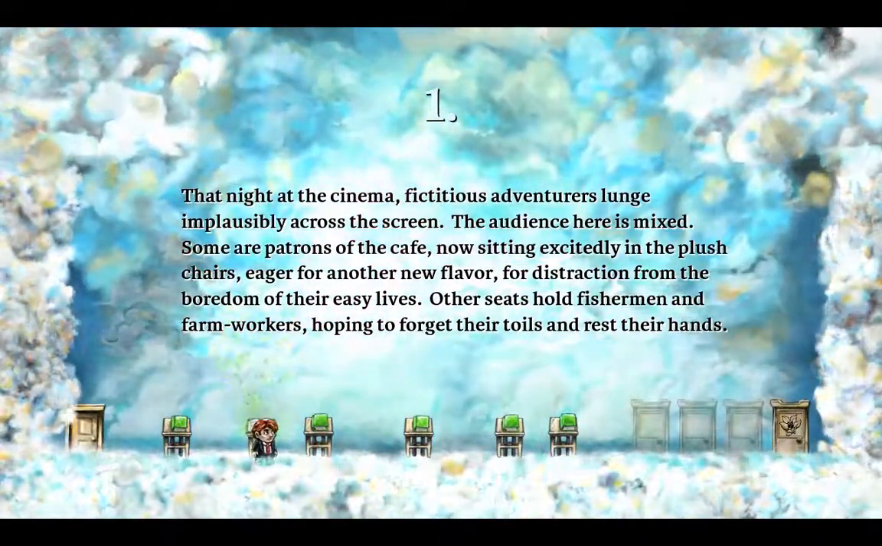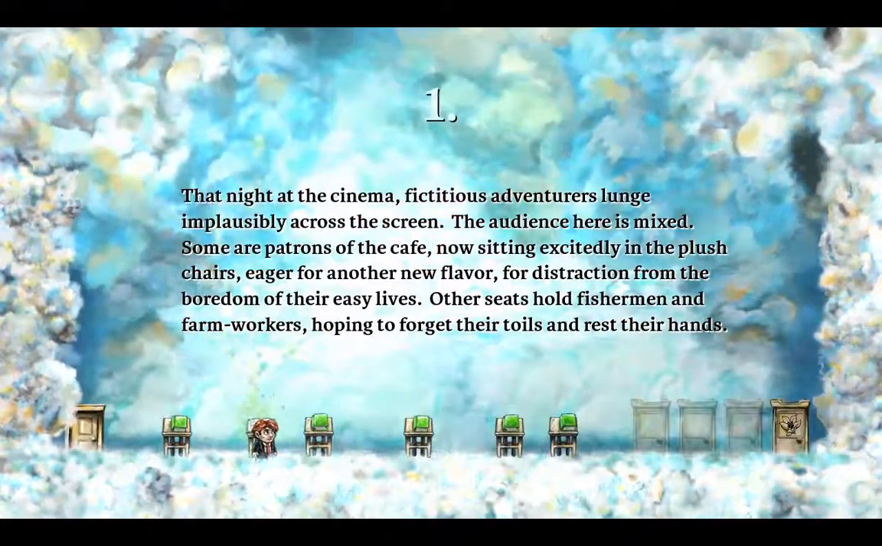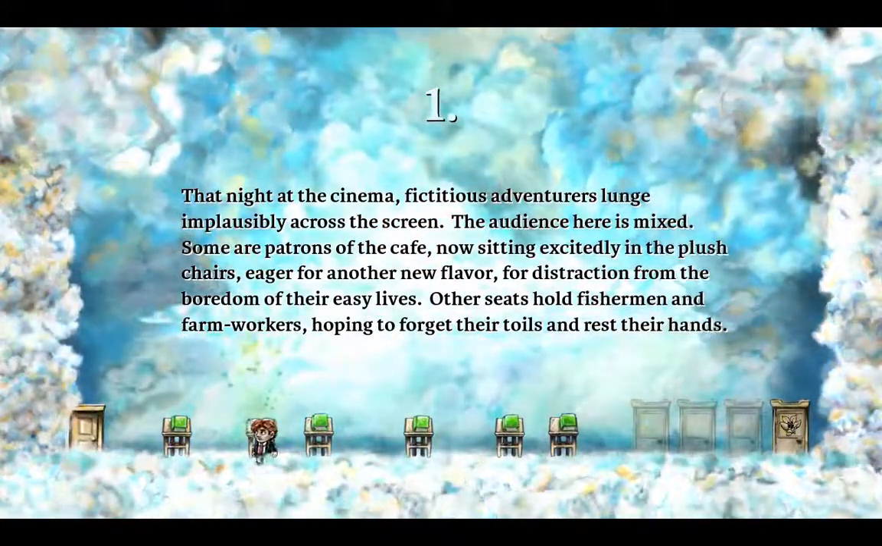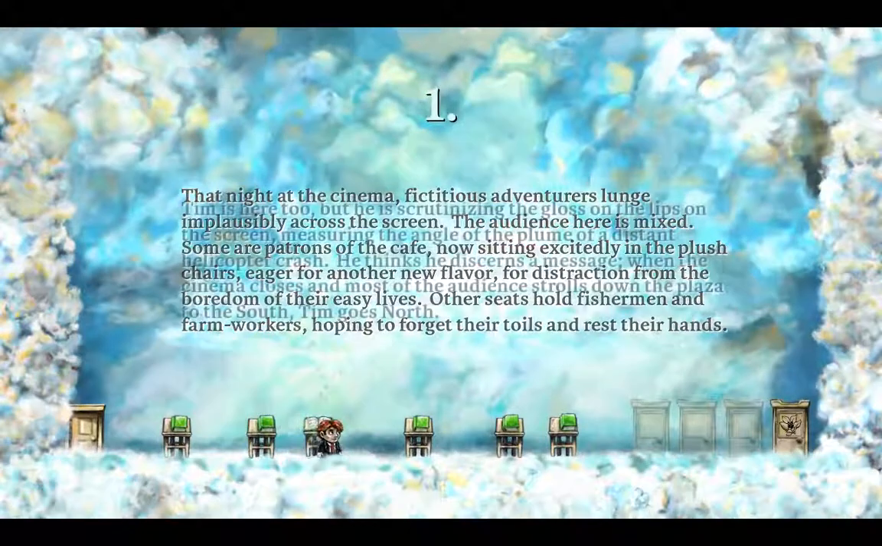Other seats hold fishermen and farm workers hoping to forget their toils and rest their hands. I completely botched that one, sorry.